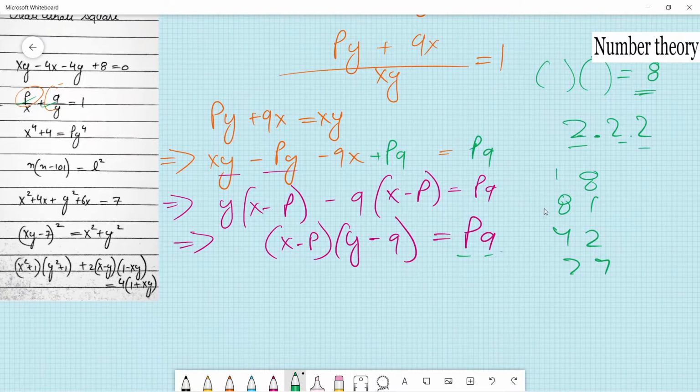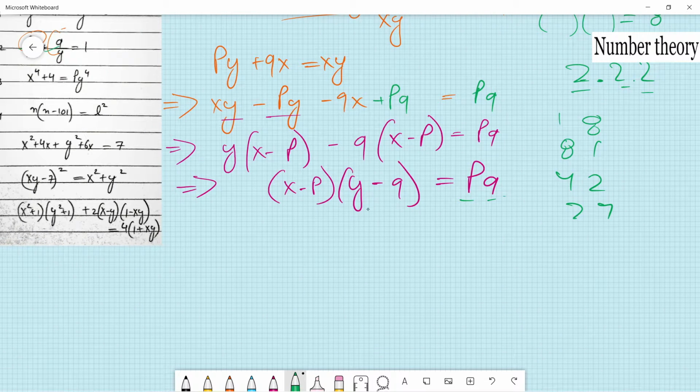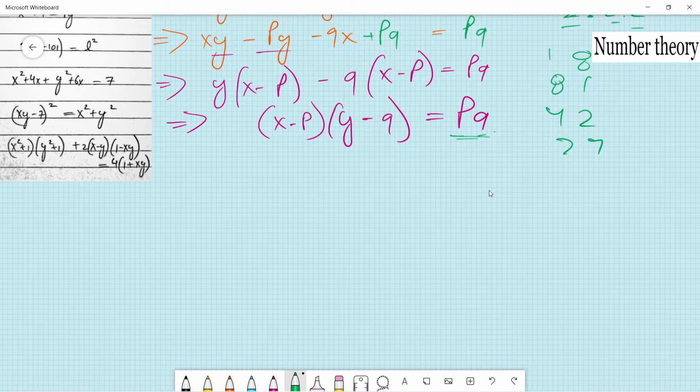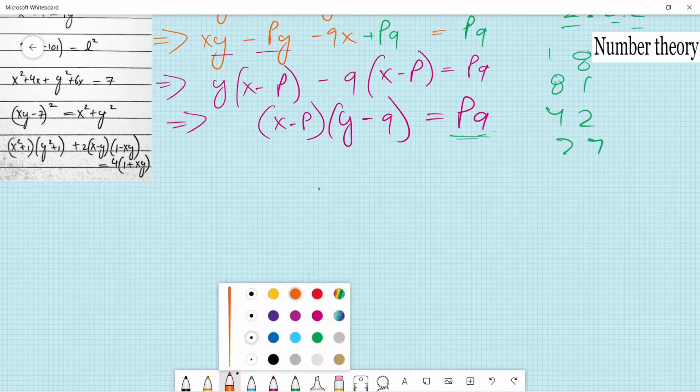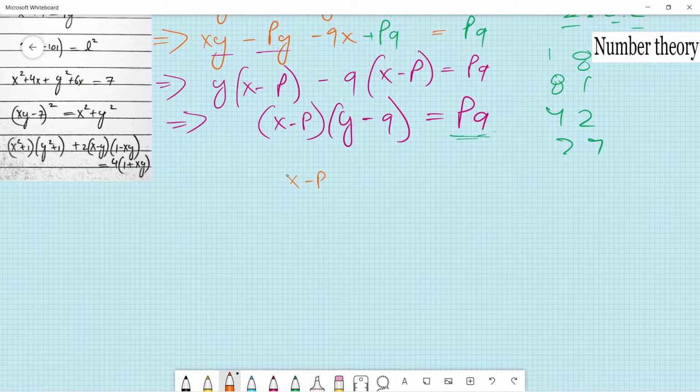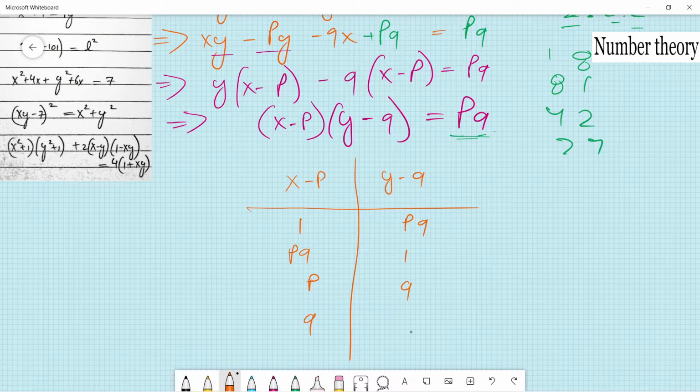But here I think this will make our life a little easy. Let's see how many cases we get. Let's make our table. X minus p, here y minus q. X minus p can be 1, this can be pq, this can be pq, this can be 1, this can be p, this can be q, this can be q, this can be p.